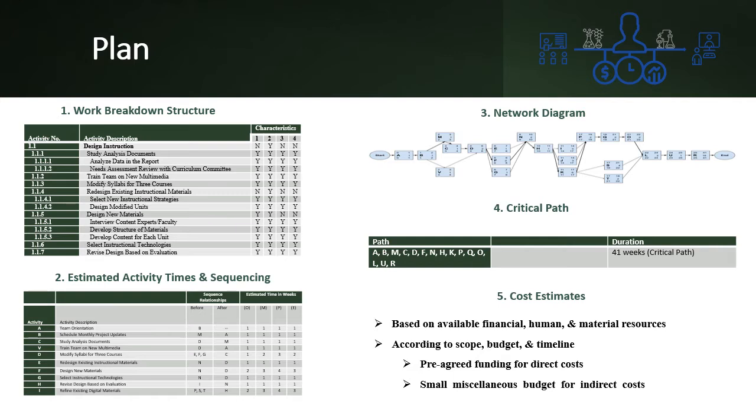Next, the project network diagram created by the team leads to the critical path, the longest path to project completion, which is 41 weeks. Finally, project cost estimates are based upon available financial, human, and material resources, allowing to complete the project according to the defined scope, existing budget, and determined timeline. Direct and indirect cost estimates and project proposal statement are included in the full PMP report.